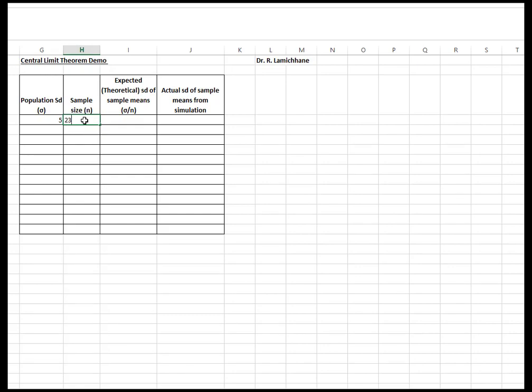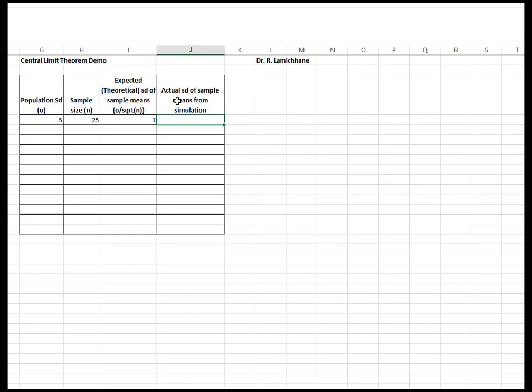This is my sample of size 25. Now when I repeat this several times, my expected standard deviation based on the central limit theorem will be sigma over square root of n. So sigma is 5. Let me just write down this 5. Sigma, this 5, divided by the square root of this 25 gives me 1. So my expected standard deviation based on the central limit theorem should be 1.